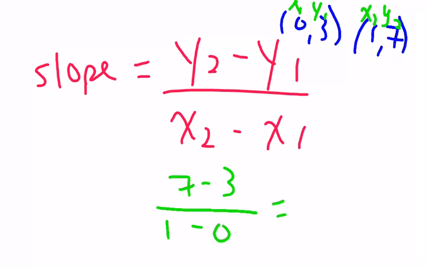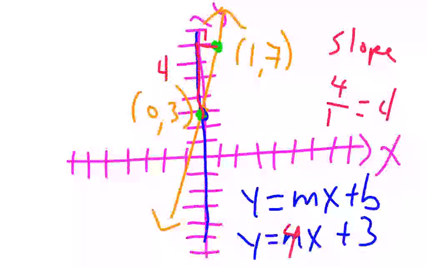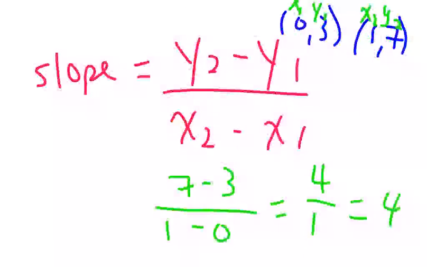We want to simplify. So 7 minus 3 is 4. 1 minus 0 is 1. And 4 divided by 1 is 4. Notice our slope is exactly the same as when we counted them. Now the difference between the two is that we usually would count them if we have the graph. If we were just given points and saying these are 2 points on a line, then we would tend to use the formula to find the slope rather than having to graph it first and then find the slope.